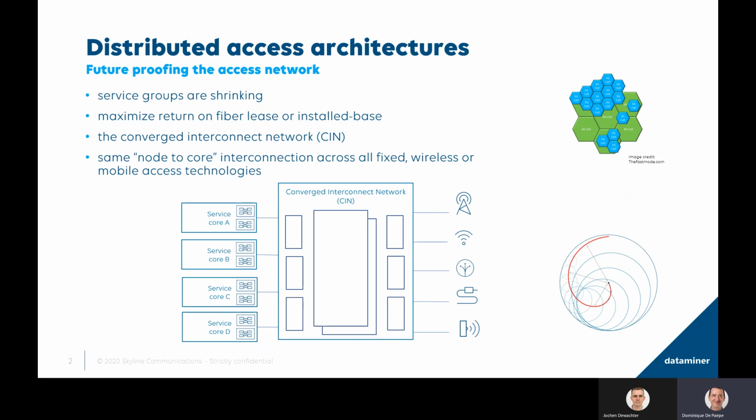So distributed access is an ongoing migration in service providers where you're giving up on the use of separate access infrastructure for every single service, be it mobile, fiber to the home fixed, DOCSIS fixed, or DSL fixed, migrating to a setup where you will separate the cores from the nodes and insert a converged interconnect network, what is visualized here. And so it will give you a better return on your access infrastructure overall, because that is the goal.